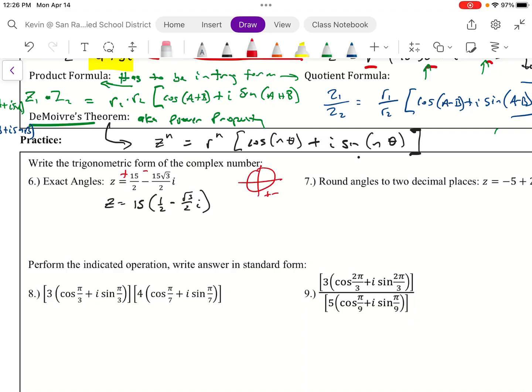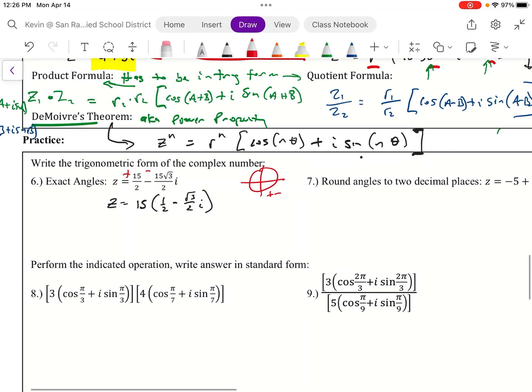Now, just real quick, this is positive and this is negative. That means we are in Q4, right? Positive, negative. Now the x is 1/2, and this is negative, so that would be right here. That would be our angle: 1/3, 2/3, 3/3, 4/3, 5/3. 5 pi over 3. We'll leave it like that for right now. 5 pi over 3.